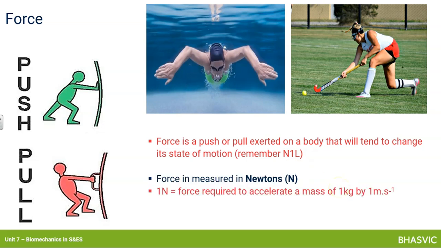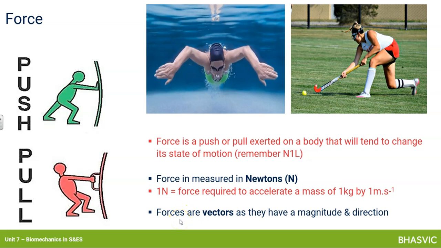We measure force in newtons, and of course the letter is a capital N, and essentially 1 Newton is the force that's required to accelerate an object with a mass of 1 kilogram by 1 meter per second squared. So 1 Newton is the force that you'd use to accelerate a 1 kilogram object by 1 meter per second squared. Of course, it's proportional. So if 2 Newtons was applied to any object, it would accelerate twice as fast.